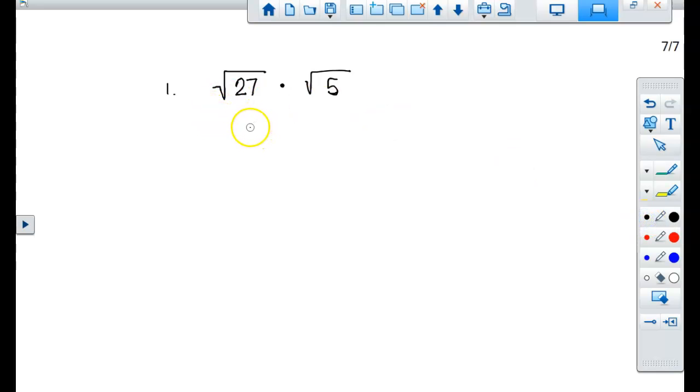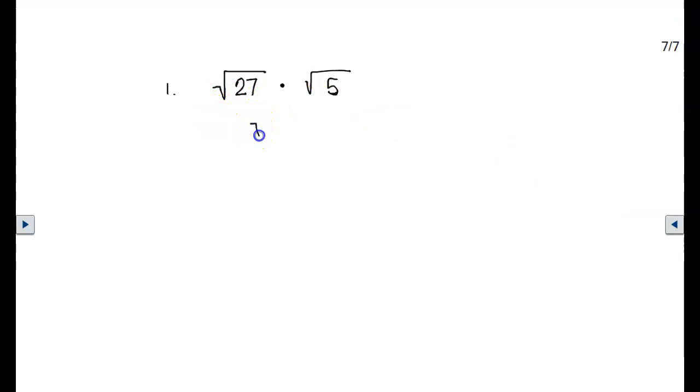But next I need to do inside times inside. I have 27 inside of this square root, 5 inside of this one. So I'm going to multiply those together. 27 times 5 is 135. So that 135 that I just put down there, I got from multiplying my inside number of 27 times my inside number of 5.